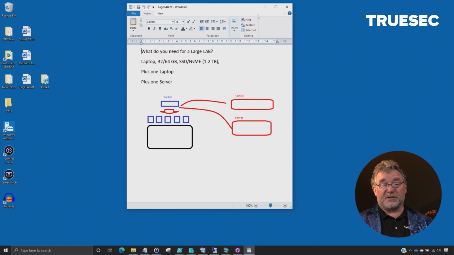That's going to be enough. Maybe you don't need 32 gigs of RAM, but maybe 16 is going to be enough. But somewhere around that. Of course, you can be large, and large usually means that you need to have both a client and a server at the same time. So now you're going to need more VMs running on your laptop.